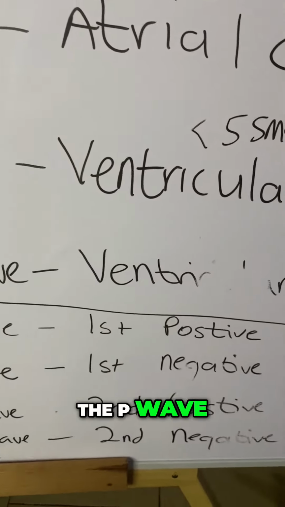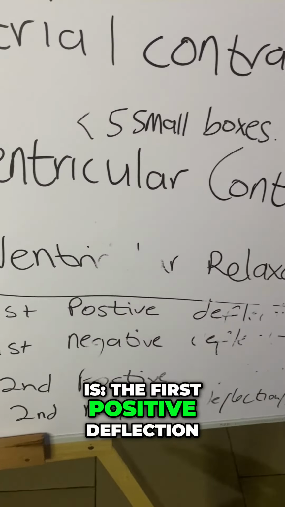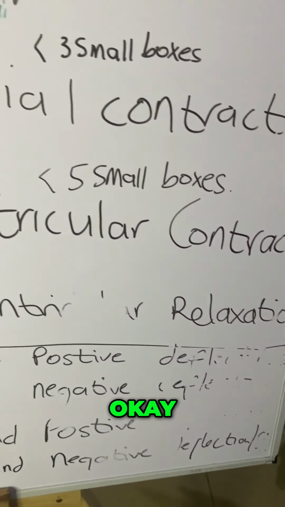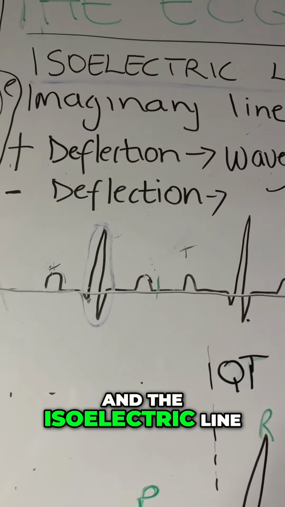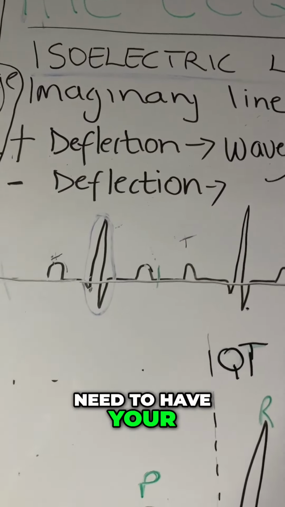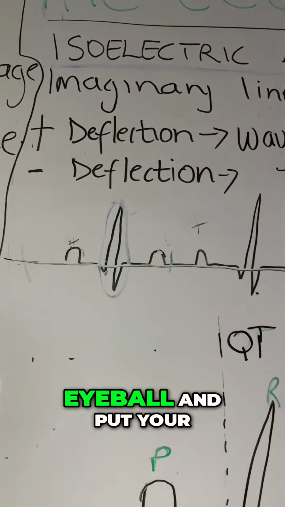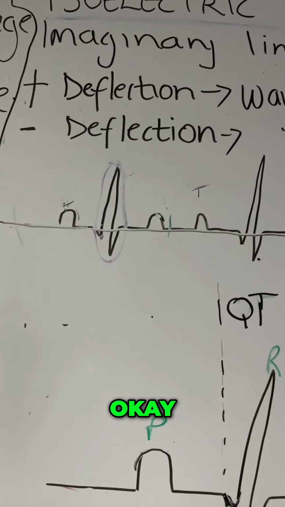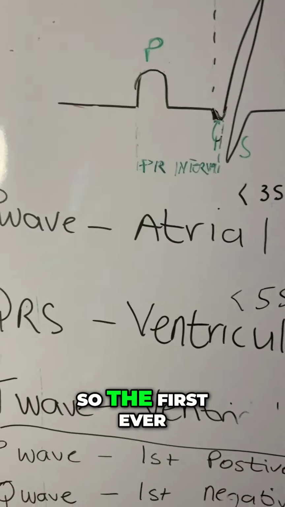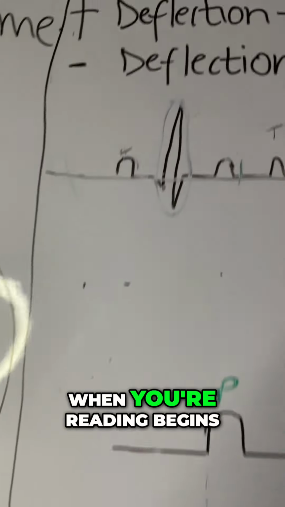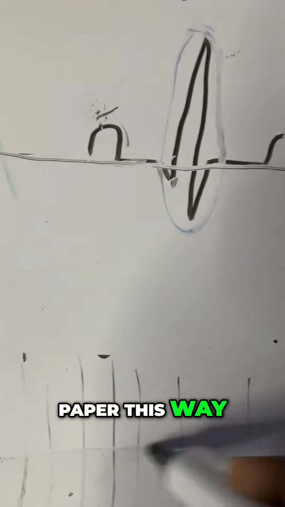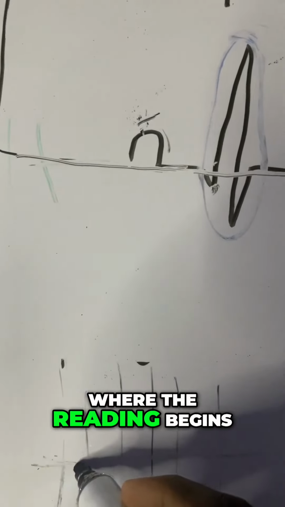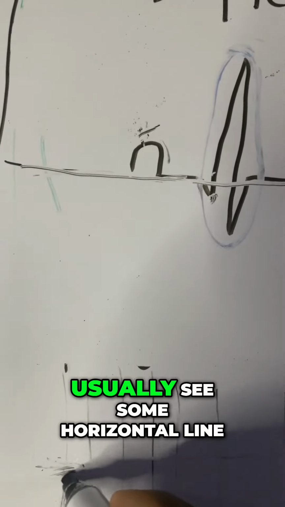The P wave, by definition, is the first positive deflection. Okay, so remember we're talking about positive deflections and negative deflections and the isoelectric line. That is why you need to have your imaginary line, or you can just eyeball and put your line there. Okay, so the first ever, when your reading begins, you have your lines, you know, your paper this way. Okay, where the reading begins, you usually see some horizontal line.